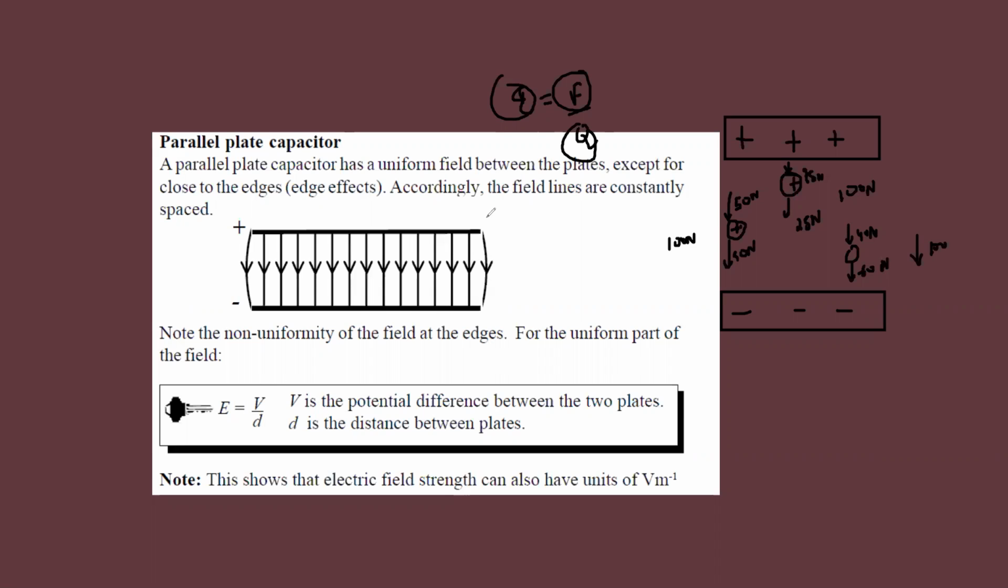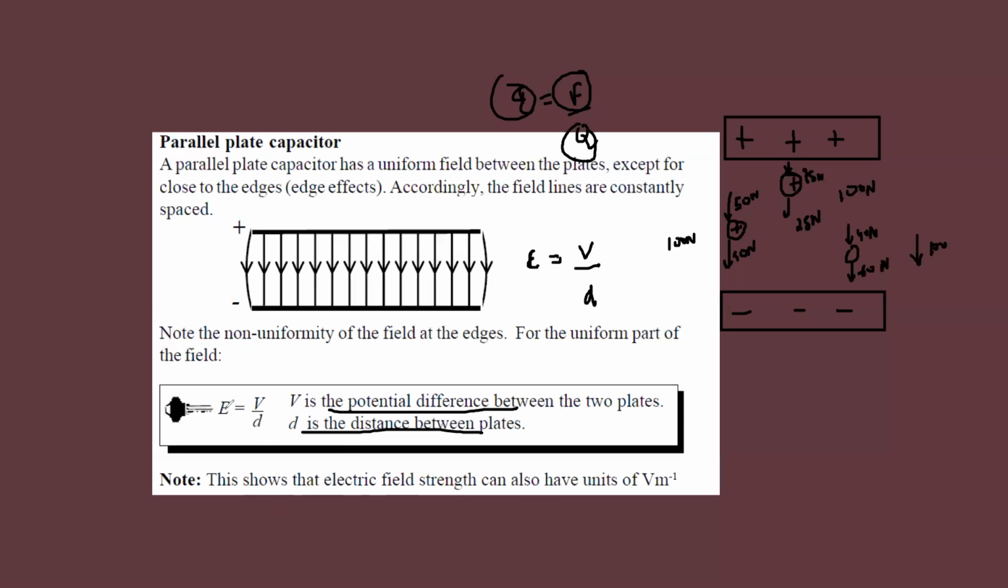And how can we find a formula which can be used to find the value of the electric field between the plates? The electric field strength is equal to voltage divided by the distance between the two plates. So E equals V divided by D, where V is the potential difference and D is the distance between the plates.